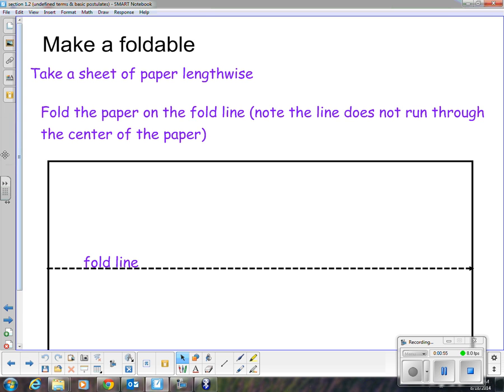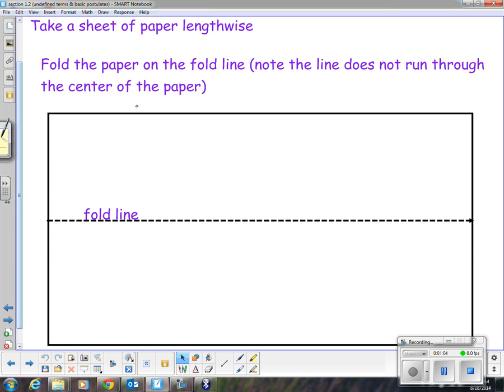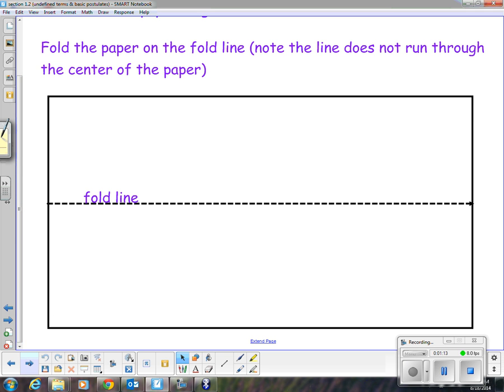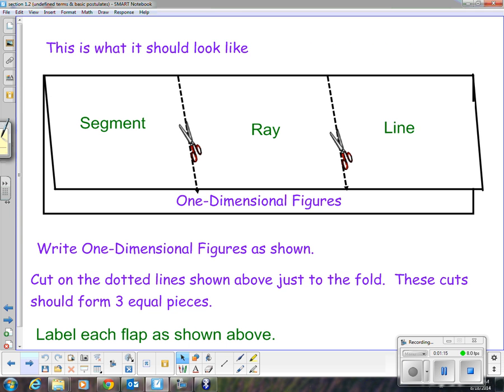All right, I need you to make a foldable. So you're going to take a sheet of paper and you're going to hold it lengthwise so you can see like this. You're going to fold the paper on a fold line. Note that the line does not run through the center of the paper. So let me give you a little bit of a preview here. What should happen is once you fold your paper, there should be a little bit of this back side that is available. And what you're going to do is you're going to write at that bottom 1-dimensional figures.